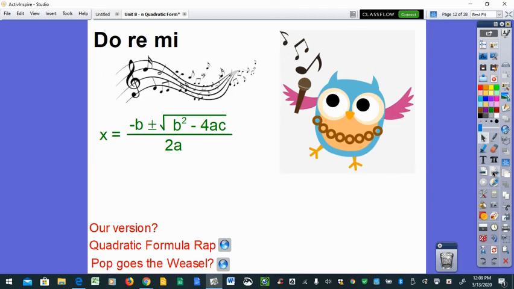Okay, so the X equals, so here's the song. The opposite of B, the opposite of B, plus or minus square root, plus or minus square root, B squared minus 4AC, B squared minus 4AC, all over 2A, all over 2A.